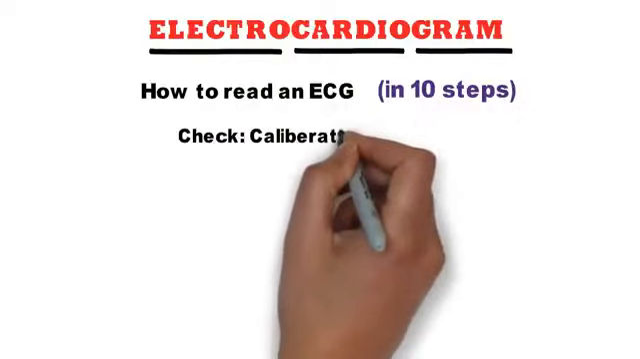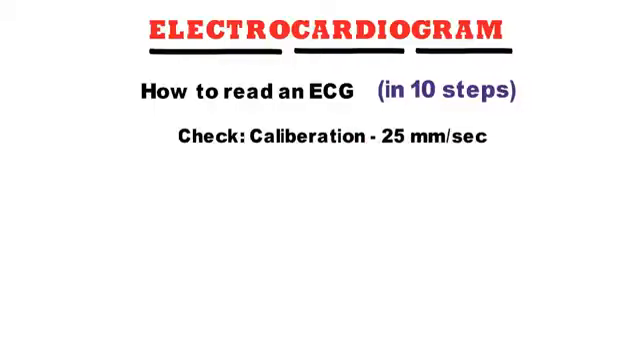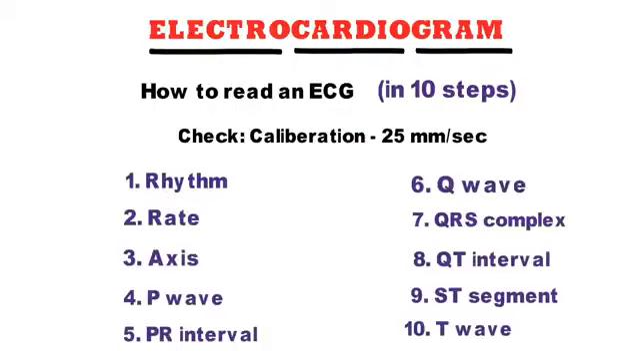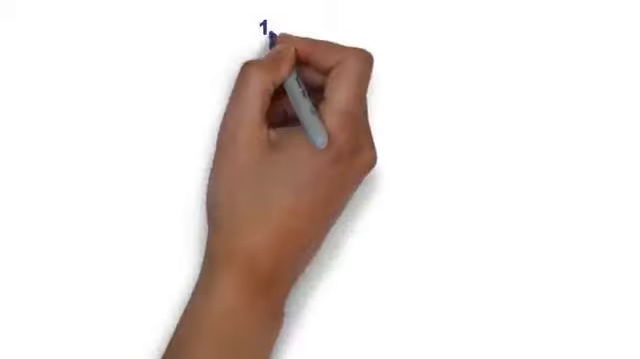Before that, we need to check the calibration or speed of the machine, which is normally set at 25 mm per second. In most books on ECG, the first step is to calculate rate. But before calculating the rate, you should know whether the rhythm is regular or not. I'll tell you the reason when I discuss the rate. So we'll discuss ECG interpretation in this manner: rhythm, rate, axis, P wave, PR interval, Q wave, QRS complex, QT interval, ST segment and T wave.